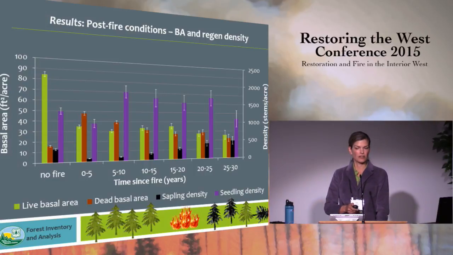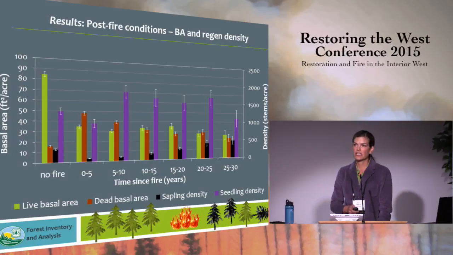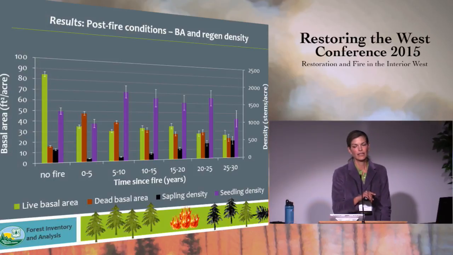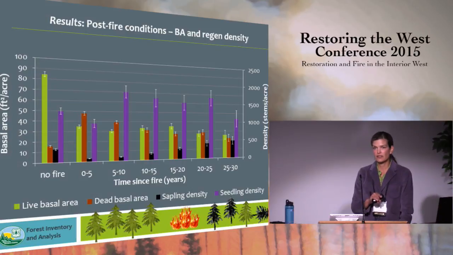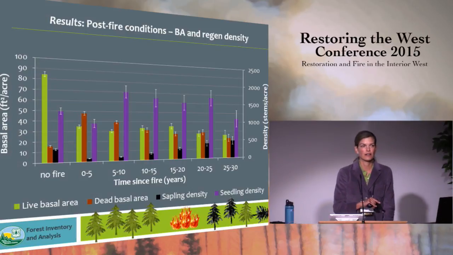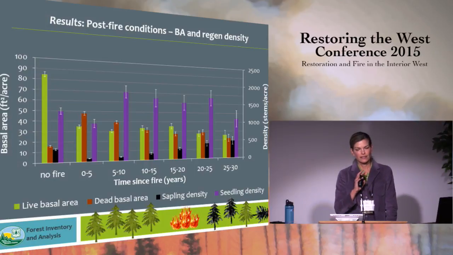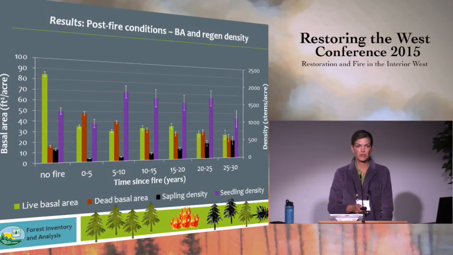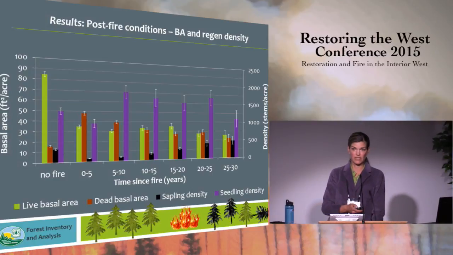Now, if we look at the red bars, dead basal area on immediate post-fire plots was about 3 times that on unburned plots, and it decreased steadily to 25 to 30 years post-fire, and at that point, dead basal area was just under half what it was immediately post-fire. So that tells us that there's a half-life of about 25 years for these post-fire snags. If you're familiar with the program FVS, the Forest Vegetation Simulator, that typically assumes that when a tree dies, it's down within 10 years. And so this shows that maybe that needs to be revisited.